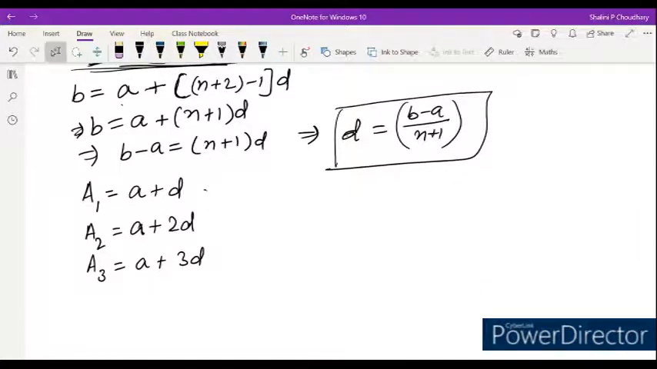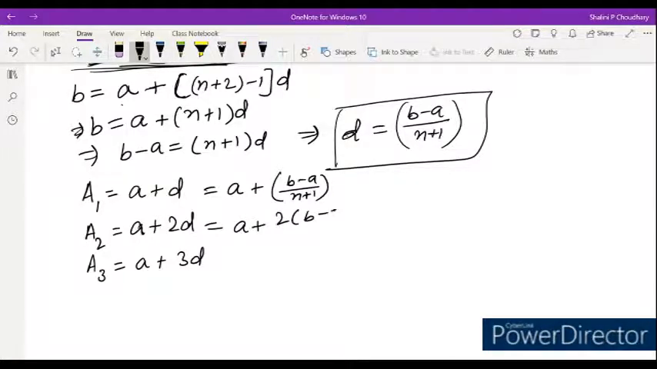So now we'll put in the value of this. a plus d, where d is b minus a upon n plus 1. This will be equal to a plus 2 into b minus a upon n plus 1. This will be equal to a plus 3 into b minus a upon n plus 1.